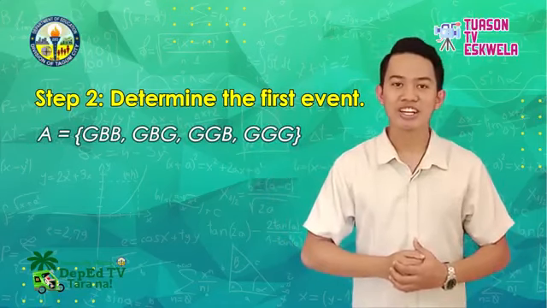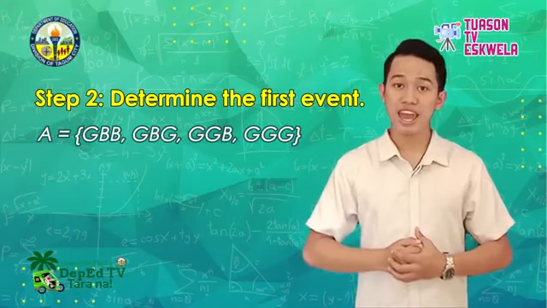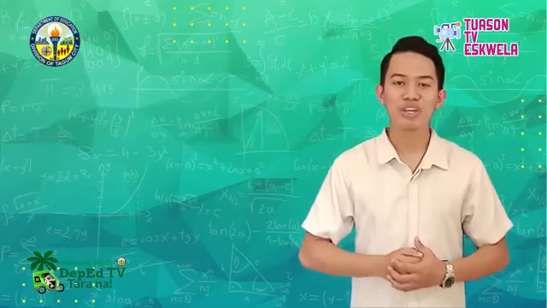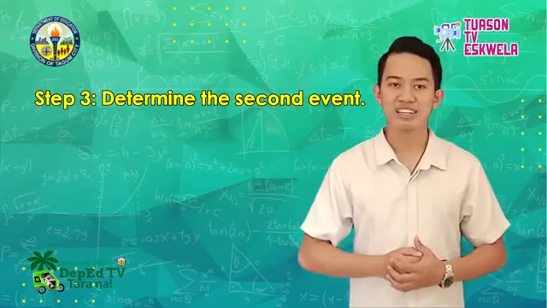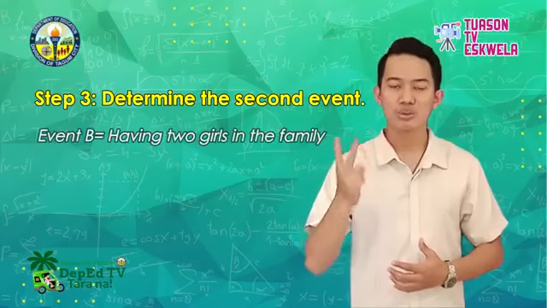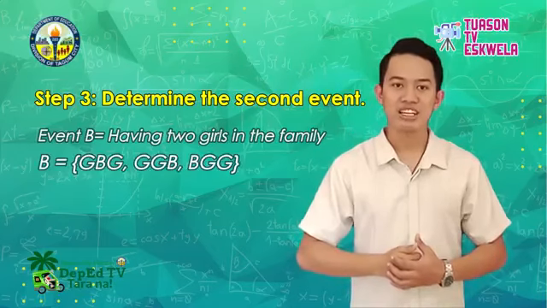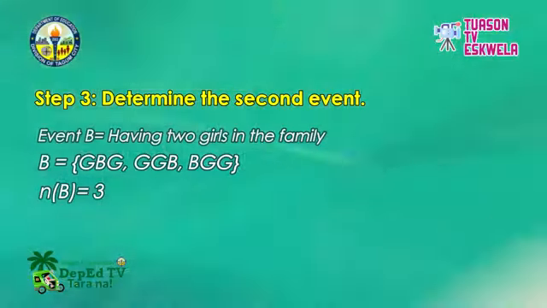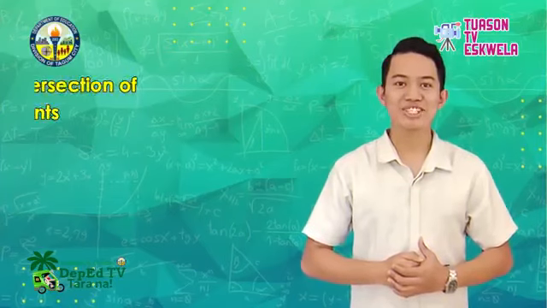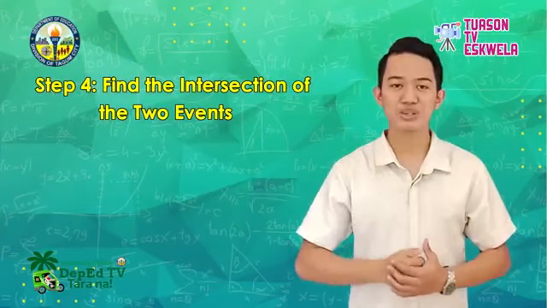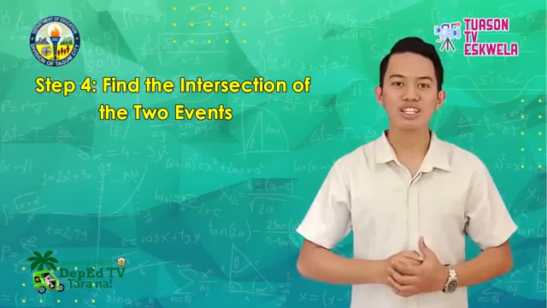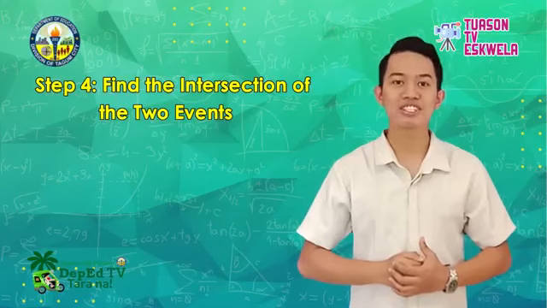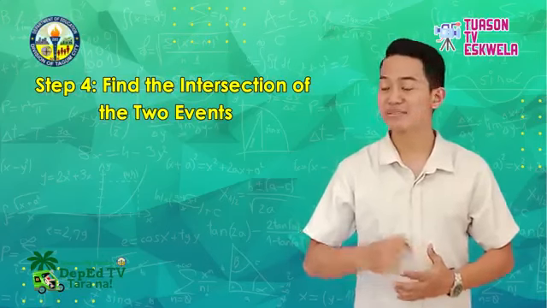Take note that the cardinality of this sample space A is 4. Then, we're going to determine the second event, and that is having 2 girls in the family. The cardinality of this second event is 3. The next step is to find the intersection of the 2 events. There are only 2 combinations where the first and second events happen at the same time.